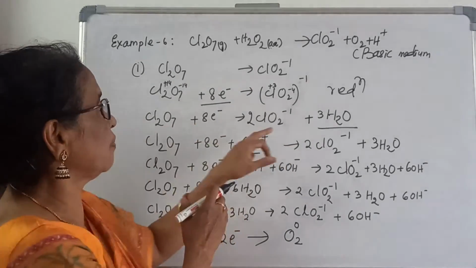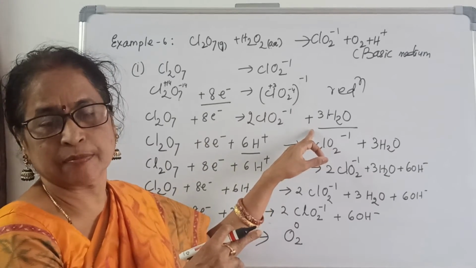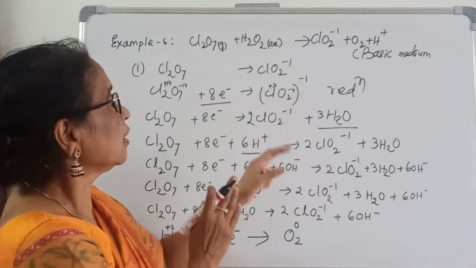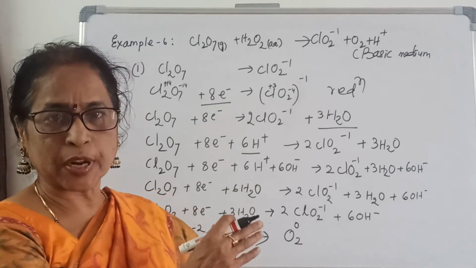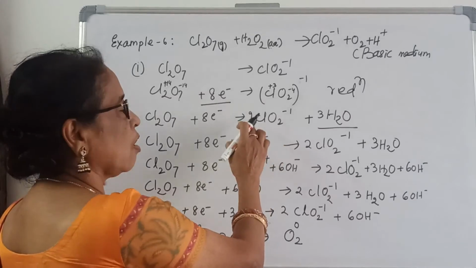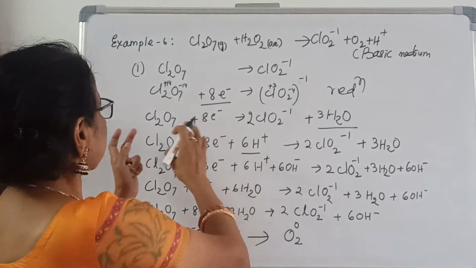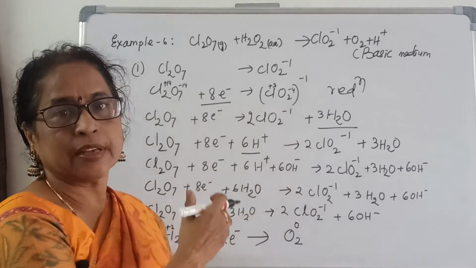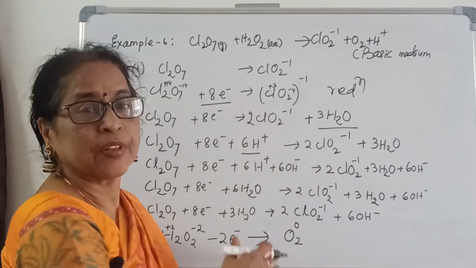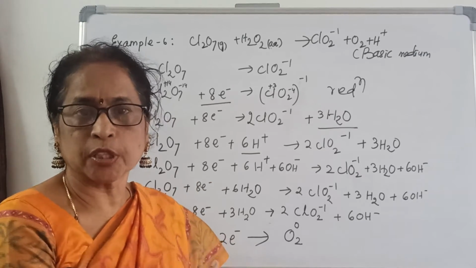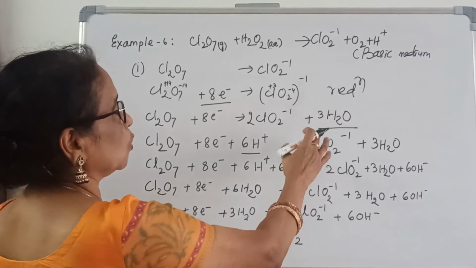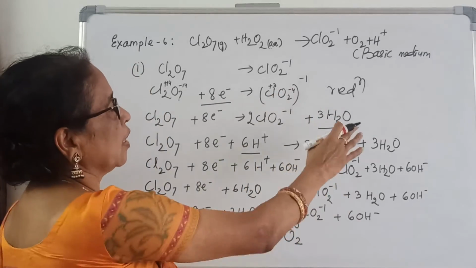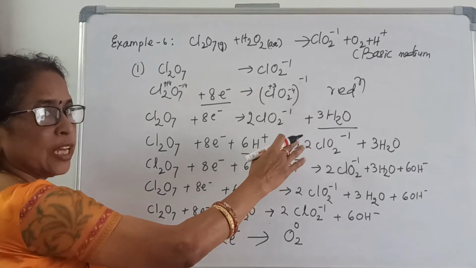Then how many oxygen deficiency on this side? Sorry, 3 oxygen deficiency on the product side. How? Because there are 4 oxygen on the product side and 7 oxygen on the reactant side. That is why there is a 3 oxygen deficiency on the product side. You know, any deficiency of oxygen can be balanced by water molecules. So 3 oxygen deficiency means 3 water molecules are added on the product side.